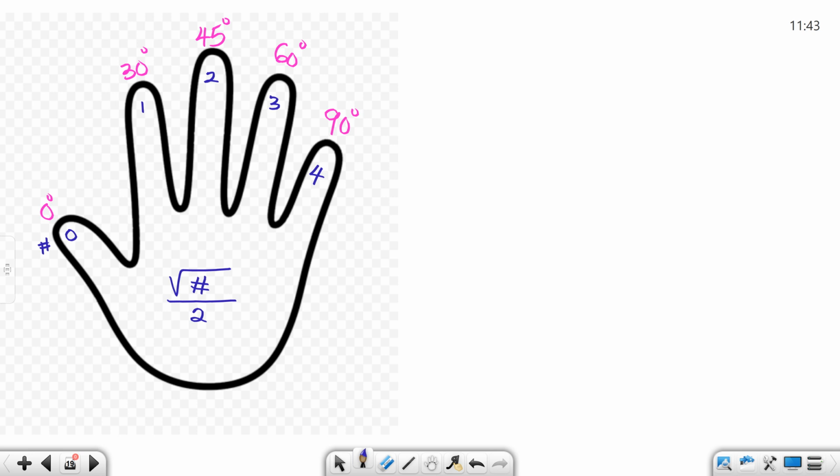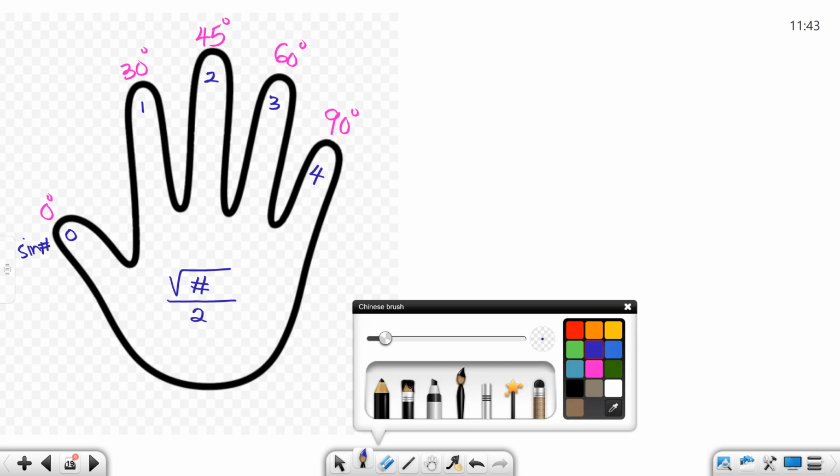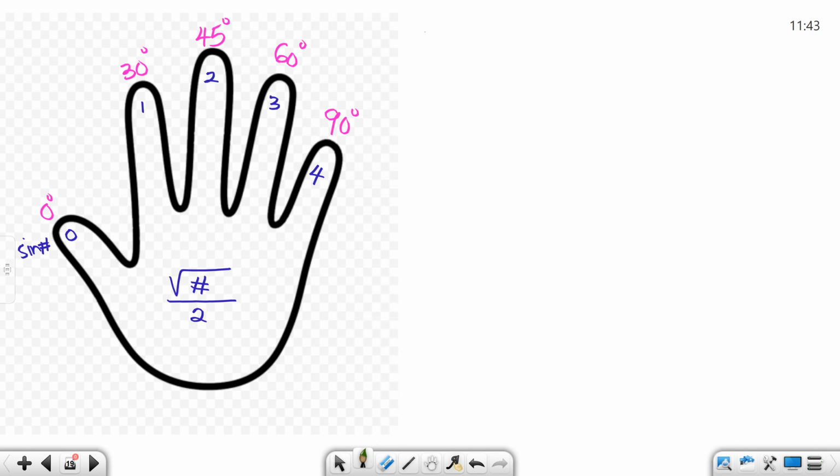Okay. So I'm going to start with sine. So what is sine 0? Watch what I'm going to do. It will help you enjoy maths. Sine 0. What is the number there? What's the square root of 0? 0. Divided by 2? 0. Check on your calculator what sine 0 is.